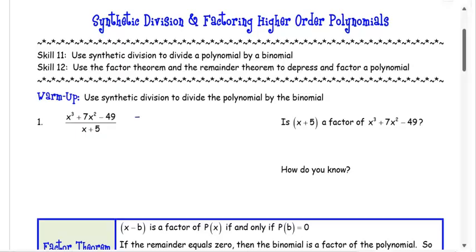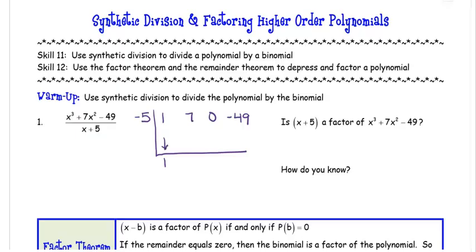Since this is an x plus 5, the k value that I'm going to be dealing with is a negative 5. And then the coefficients that I'm going to be writing down are 1, 7, 0 as a placeholder, and negative 49. I'll drop down the 1. 1 times negative 5 is negative 5. I'll add down to get 2. 2 times negative 5 is negative 10. I'll add down to get negative 10. And then negative 10 times negative 5 is a positive 50. I'll add down to get 1. So I've got x squared plus 2x minus 10, and then plus 1 over x plus 5.